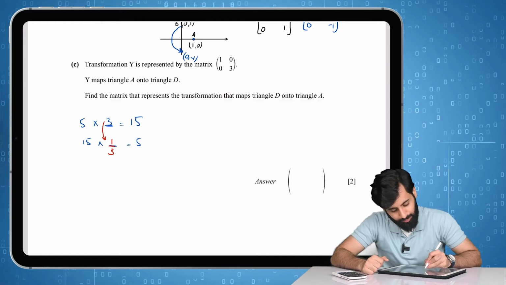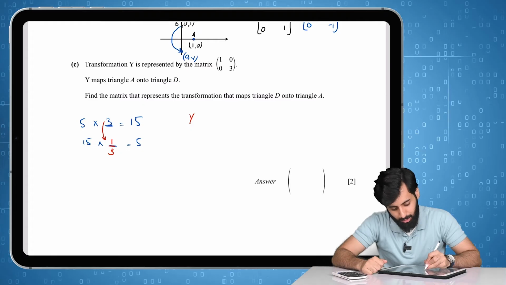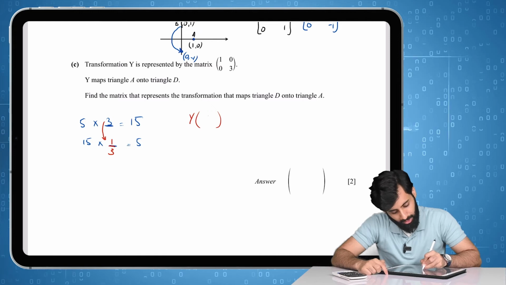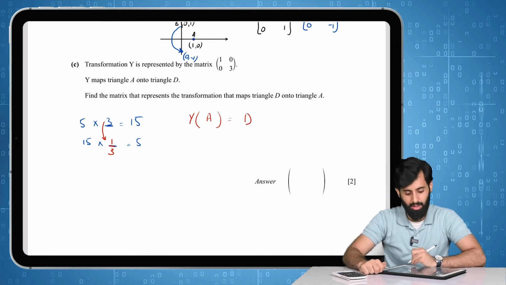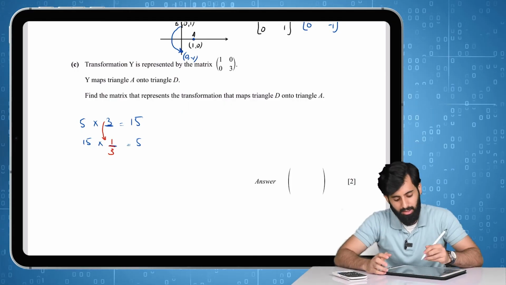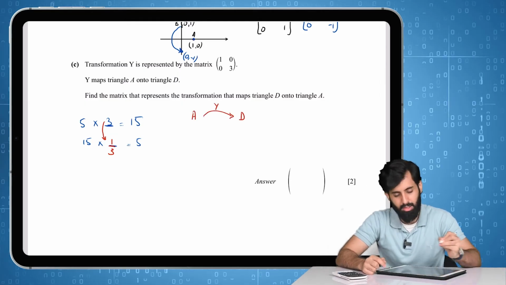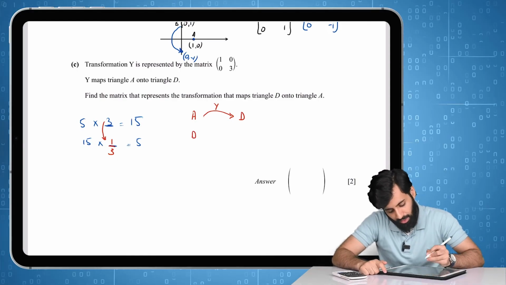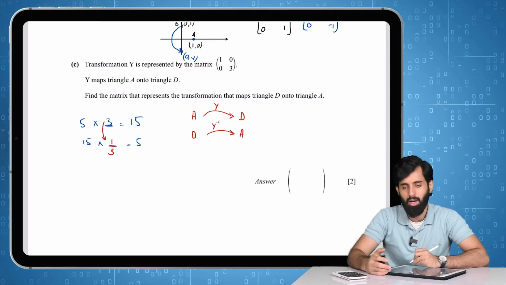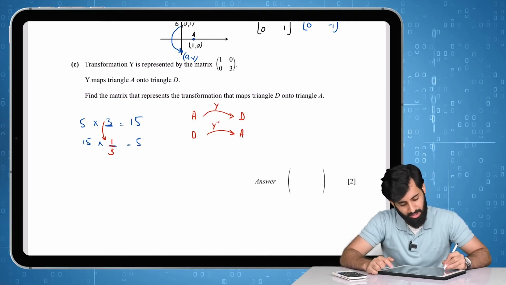So here's how this works. We have Y, which when it's applied to A gives us D. It's better if I write it like this: A, when it undergoes transformation Y, turns into D. Now what we're looking for is what transformation D should undergo so that we can get A back, and the answer to that would be Y inverse. So all you've got to do, in short, is find the inverse of this particular matrix, and that's exactly what I'm going to do.